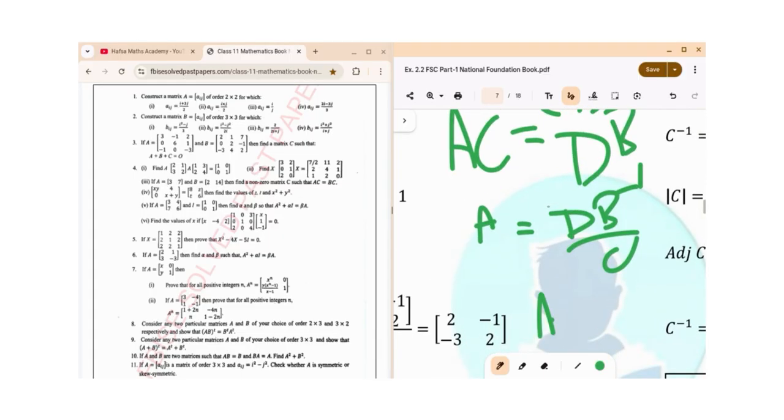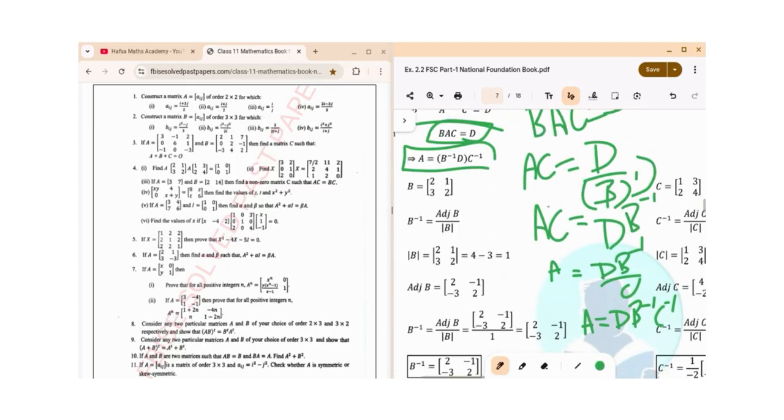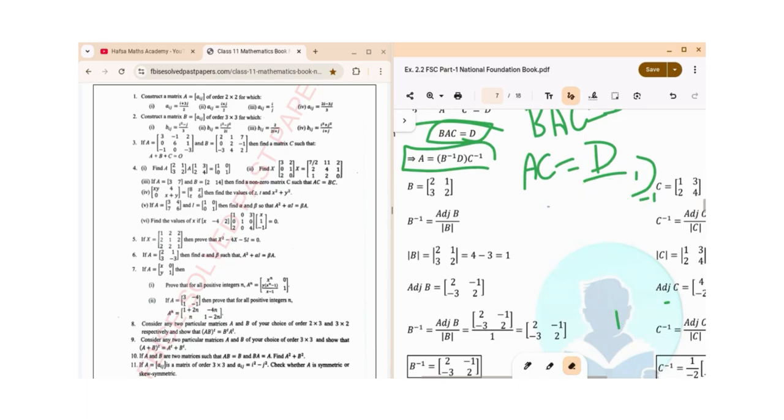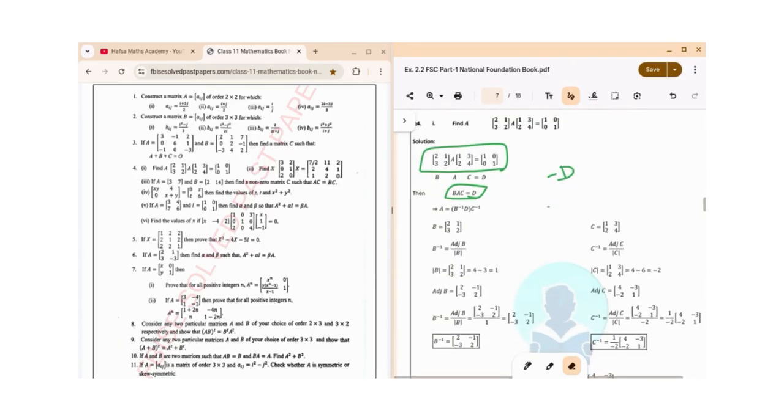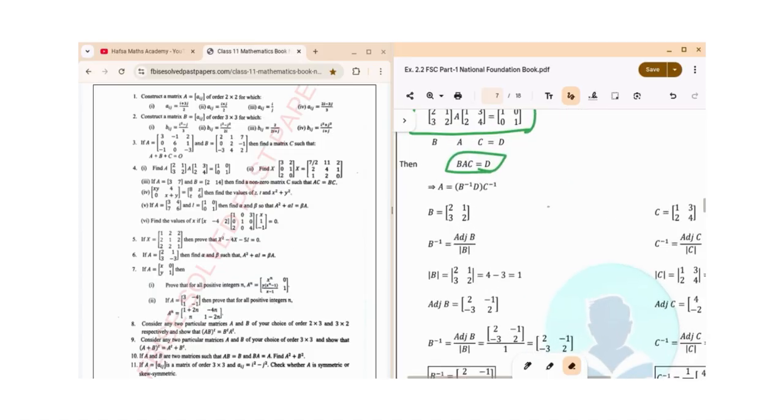Again, we're just going to bring that to the top. So A is equal to D into B inverse into C inverse. Over here, obviously they've written it neater than I have. I'm just going to erase all of my working. They've written it as B inverse into D into C inverse. You don't have to do the brackets, but it's easier to understand if you do it separately.